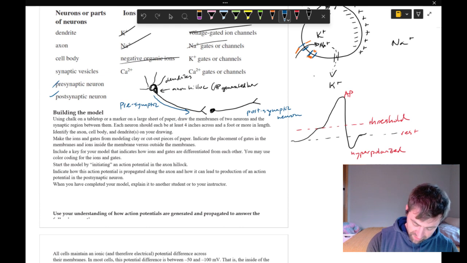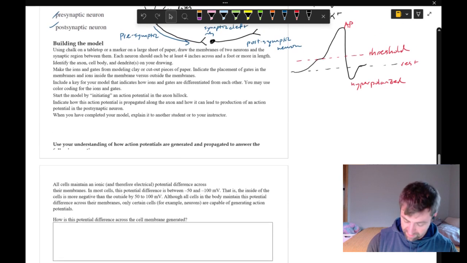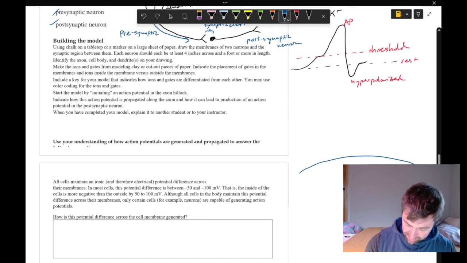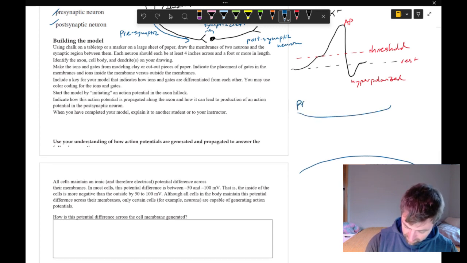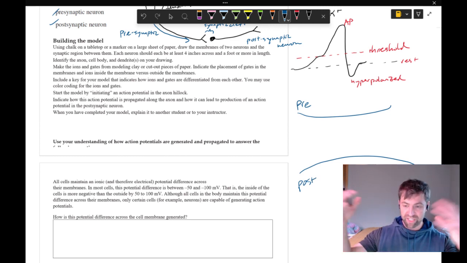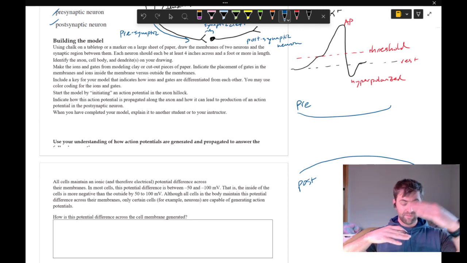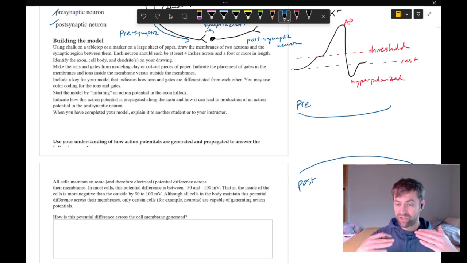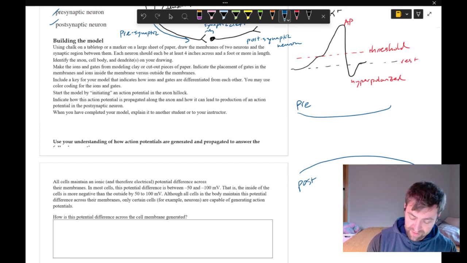Pre and post. The space in between them is your synaptic cleft, and we can draw a much bigger version of that now. So if we have pre and post-synaptic cells, our action potential arrives at a synapse, a junction between two nerve cells.